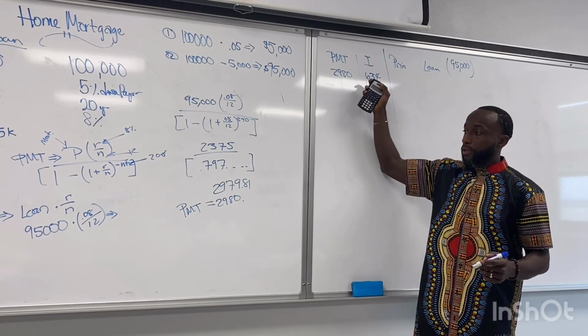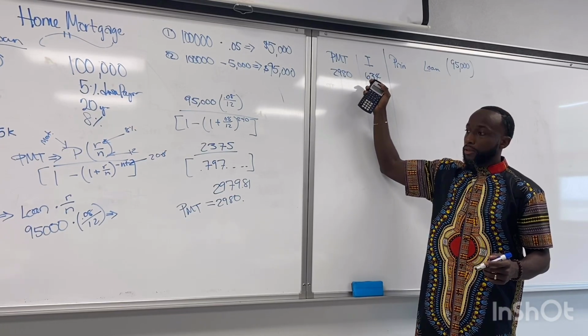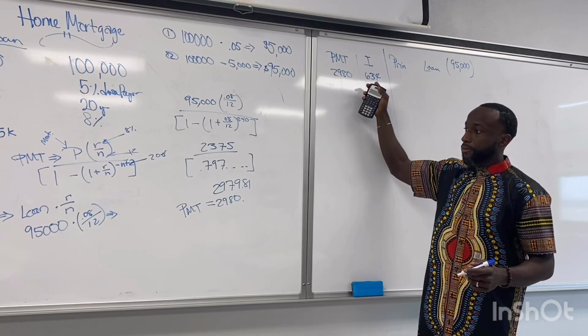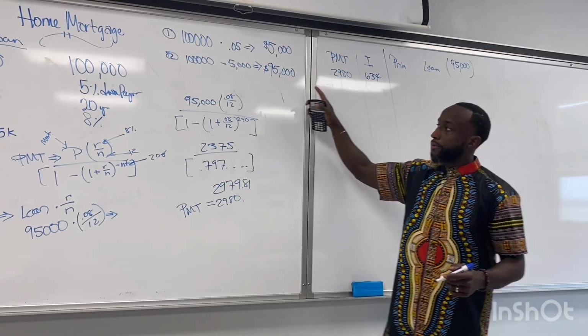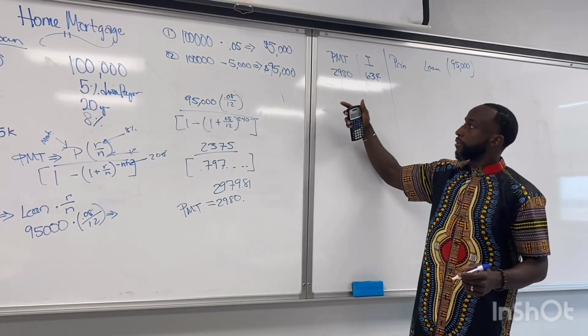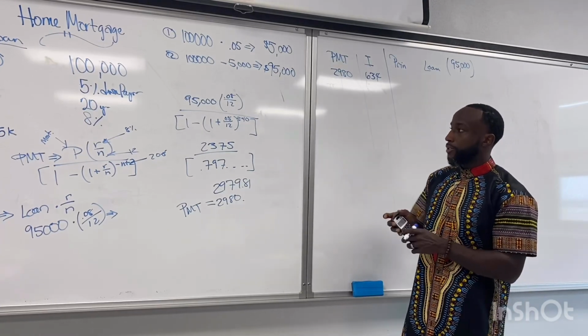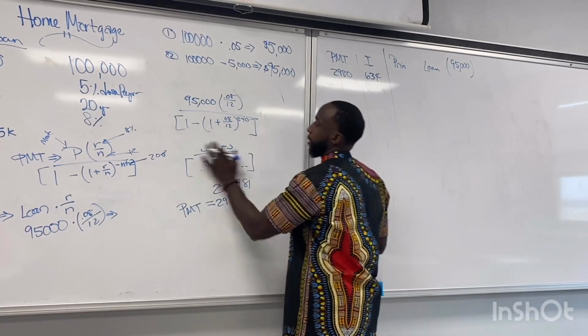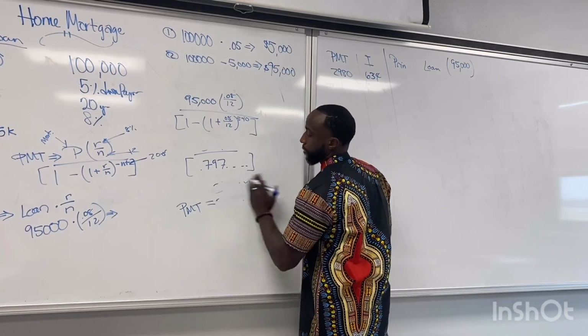No, I know. I'm saying the formula, like the 95,000 times the R over N, that's the same as the top part of the PMT formula. Oh yeah. So that's wrong. Oh, divided by 12. This should have been divided by 12. Yeah, that is wrong. Good catch.